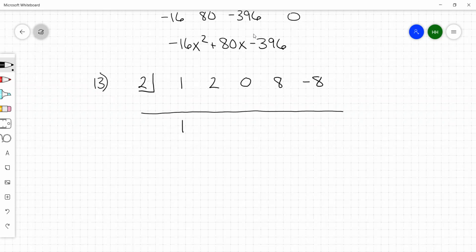All right, so 2 times 1 is 2, and 2 plus 2 is 4. 2 times 4 is 8, and 0 plus 8 is 8. 2 times 8 is 16. 8 plus 16 is 24. 2 times 24 is 48. Negative 8 times 48, or I'm sorry, negative 8 plus 48 is 40. So your P of 2 is equal to 40 for number 13.